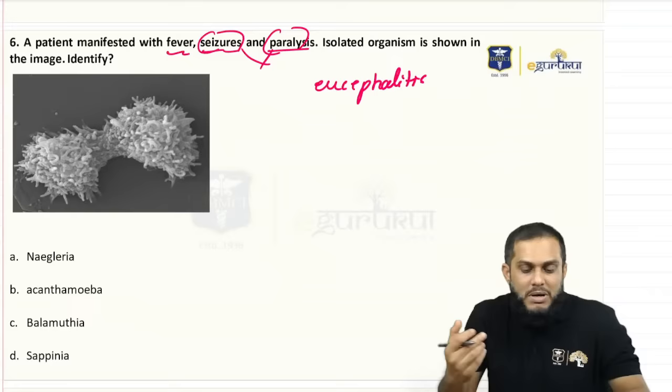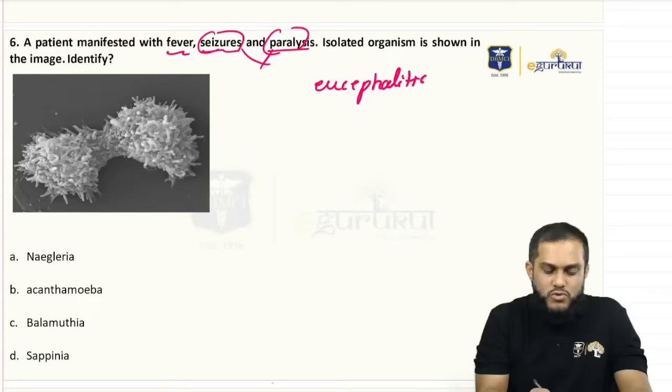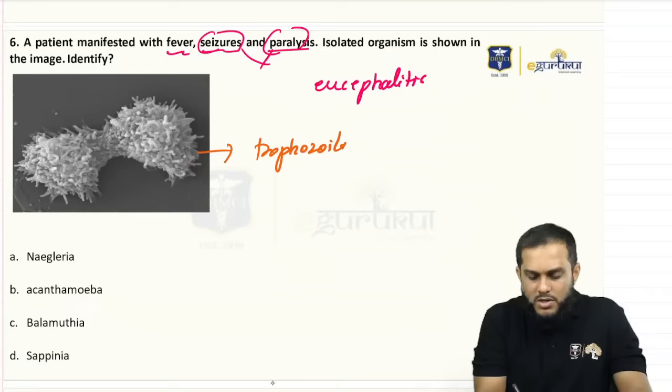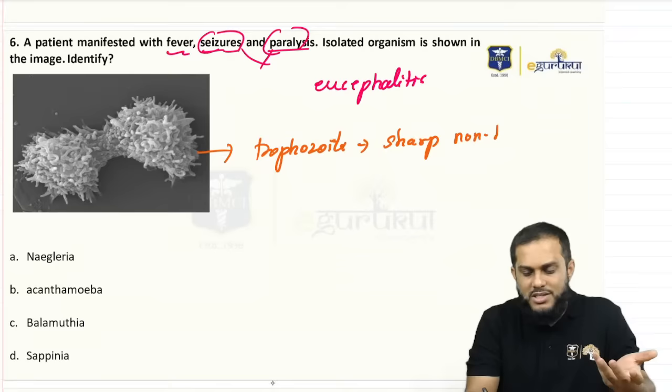The isolated organism is shown in the image, identify the organism. If you see the organism, it shows the trophozoite with sharp non-branching pseudopodia. Branching is very difficult to identify here, but still you can say sharp non-branching pseudopodia.